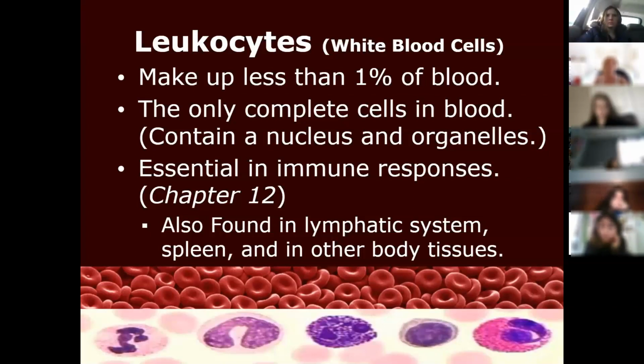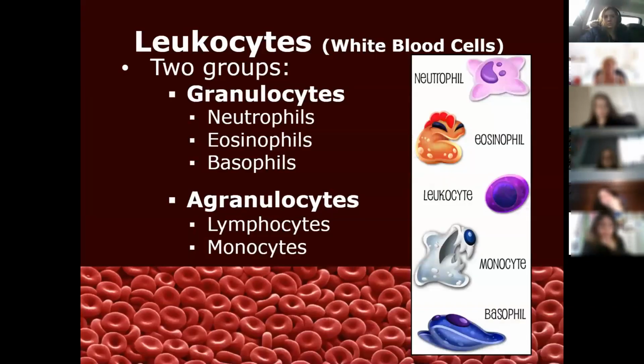Also found in the lymphatic system, your lymph nodes, right, under your ears, kind of in your neck. You have them in several places. We'll talk about them later. The spleen, wrong side, and in other body tissues. So these white cells, we'll talk about them.